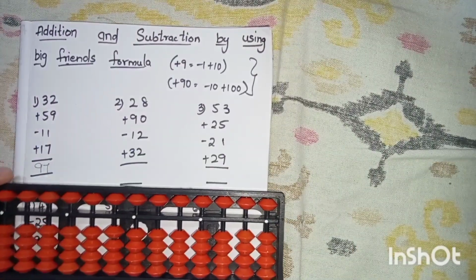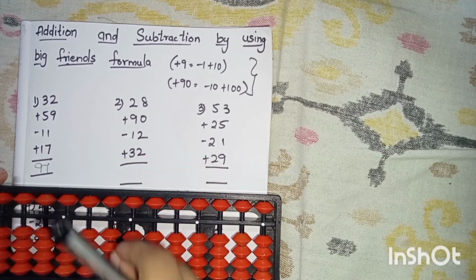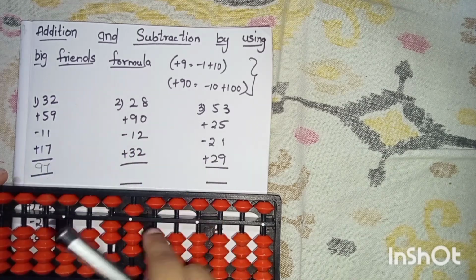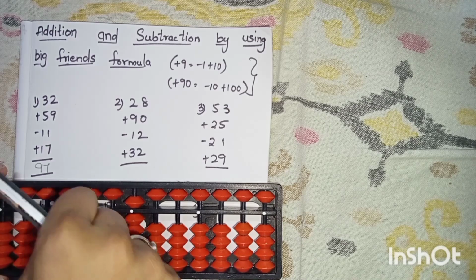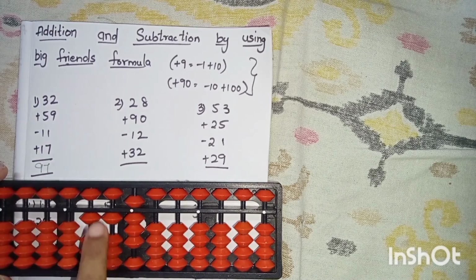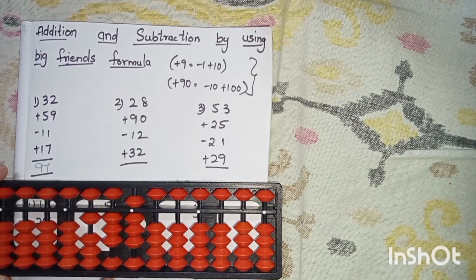Clear the scale. Second one, 28 plus 90 minus 12 plus 32. 28 plus 90. In the tens place, 90 is not available, so I am taking big friends formula. Plus 90 is equal to minus 10 add 100. Minus 10 add 100. Next minus 12. Next add 32. What is the answer? 138.